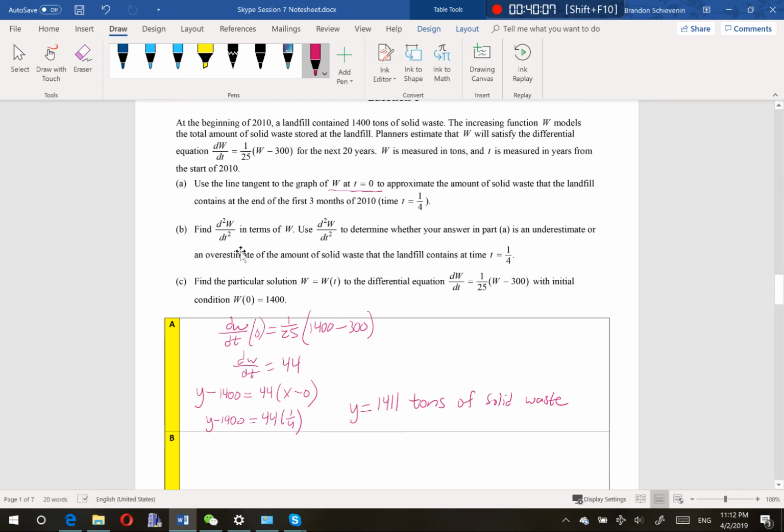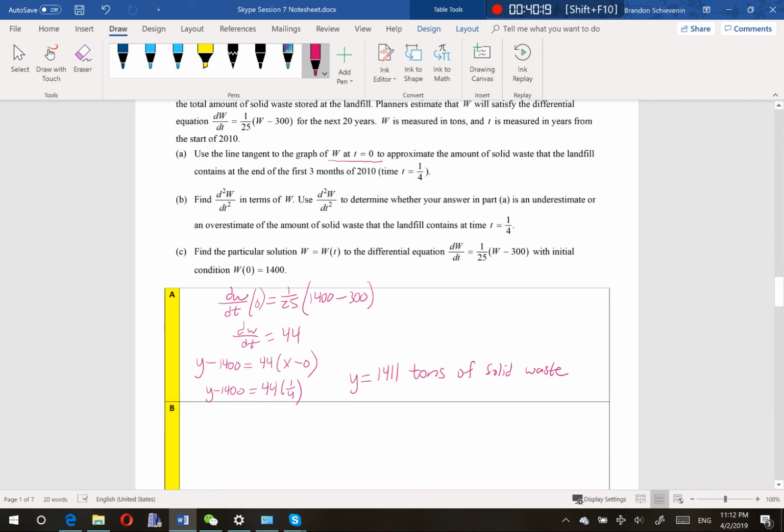Second part, I want to figure out what the second derivative of this would be in terms of w, and then use our derivative to determine whether our answer in the first part was an underestimate or an overestimate. I need to get the second derivative of this function, so what happens when I differentiate right now? The second derivative. Okay, what is the second derivative? 1 over 25, chain rule times what? dw over dt.